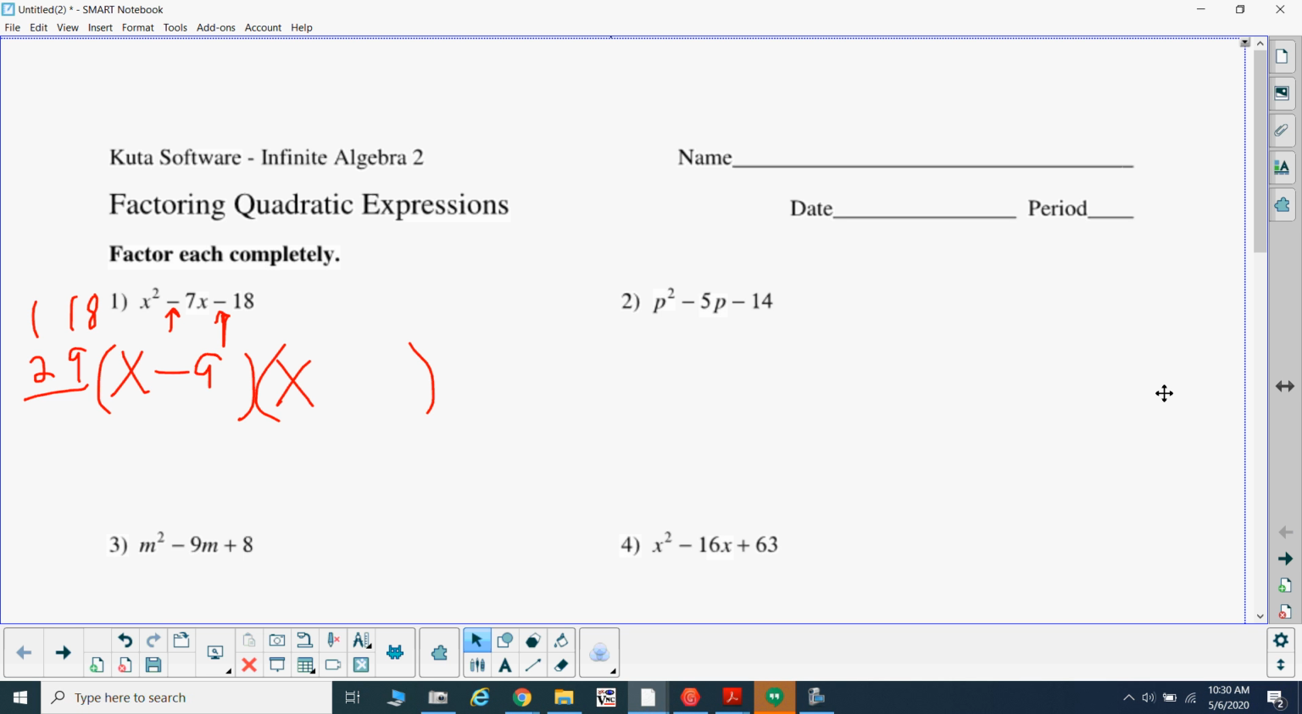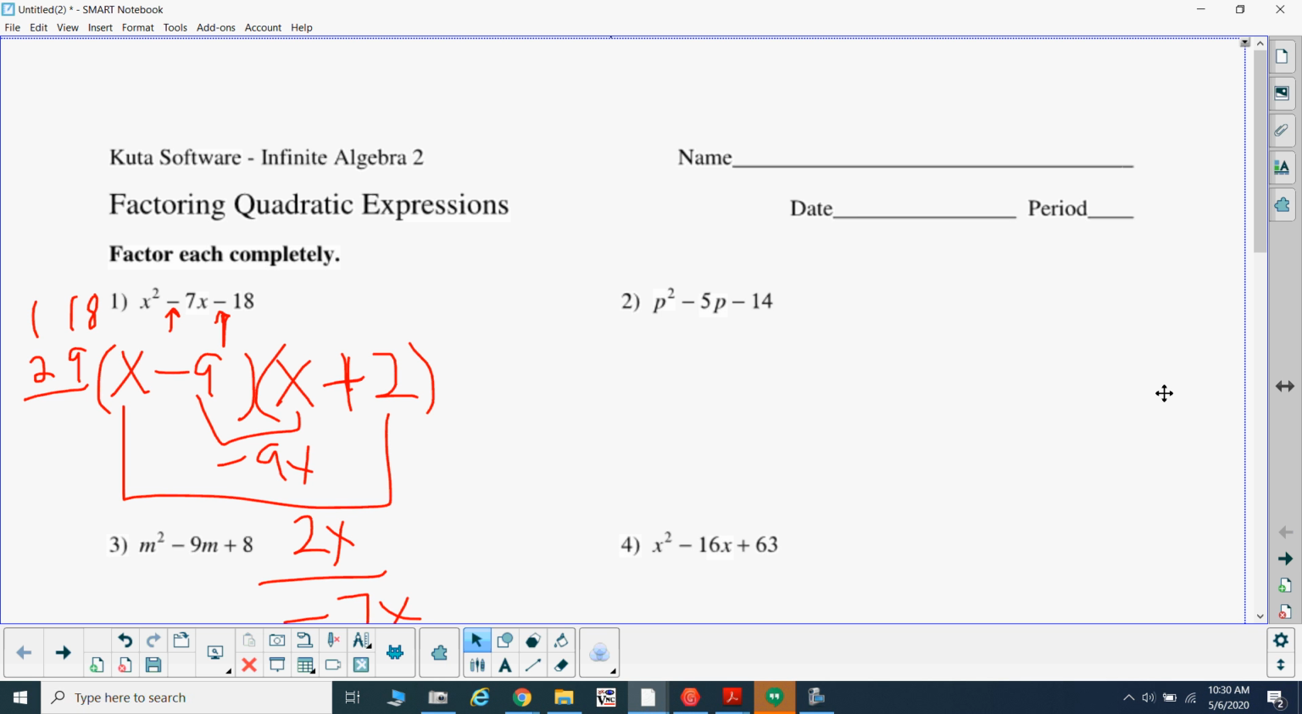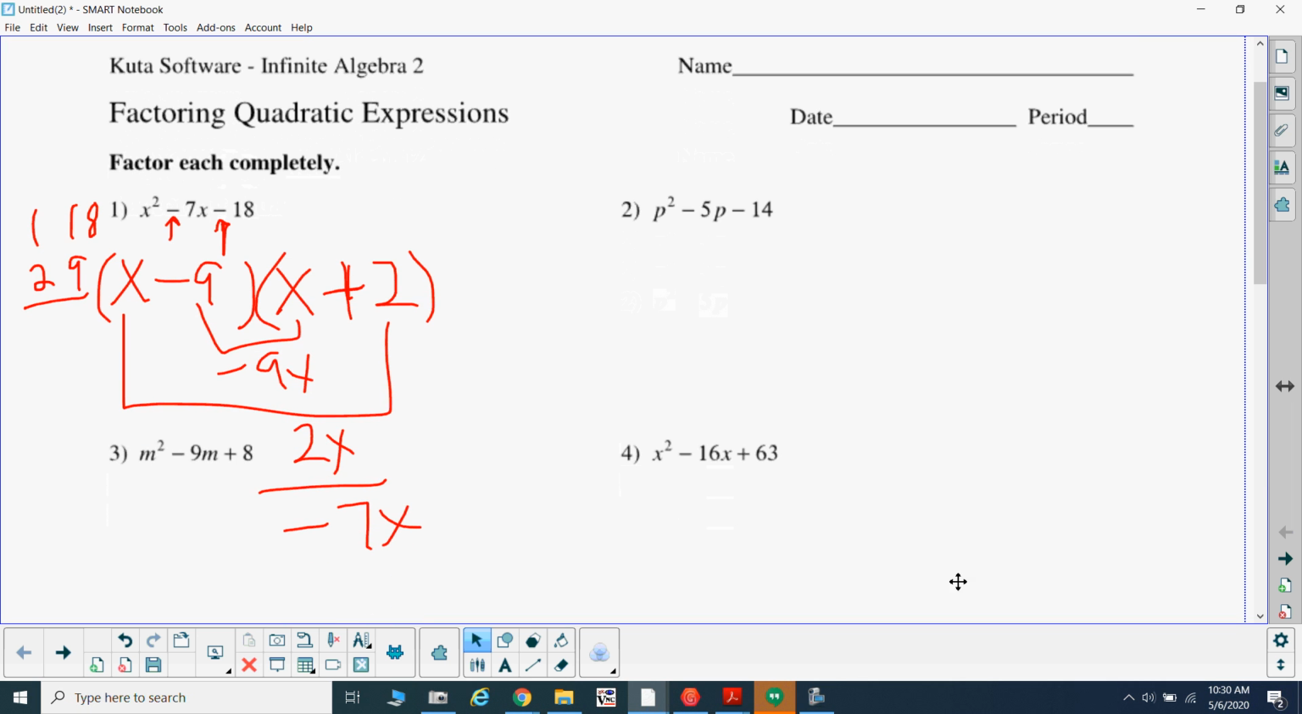So if I do minus 9 and plus 2, and the check is you do this, that would be 2x. This would be minus 9x. And you know that that does add up to negative 7x. So that's your check to make sure that you're right.